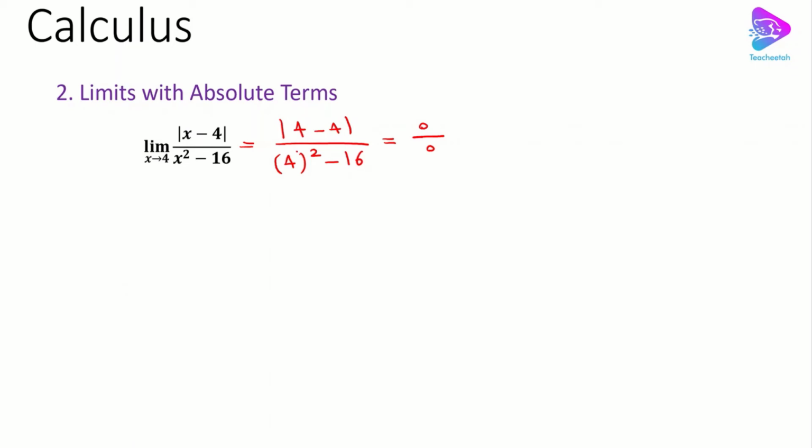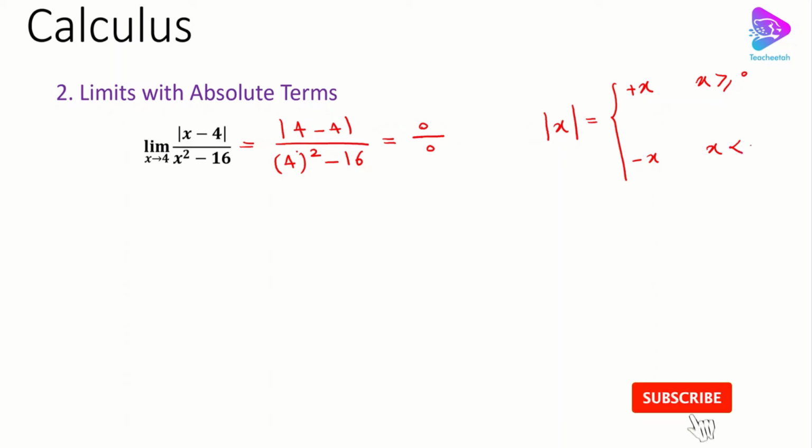So generally when we have an absolute term, let's recall the general concept here. Basically the absolute value function of x is equal to positive x when x is bigger than or equal to 0, and it will be negative x when x is less than 0. So whatever you plug in there at the end will generate a positive value based on this definition.